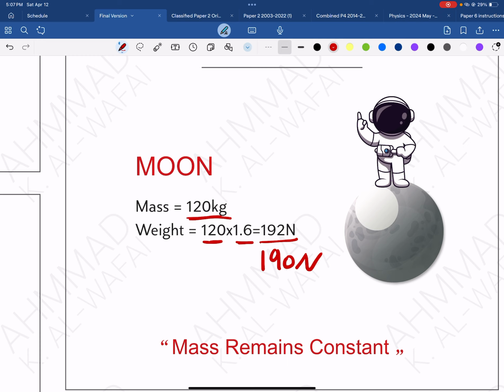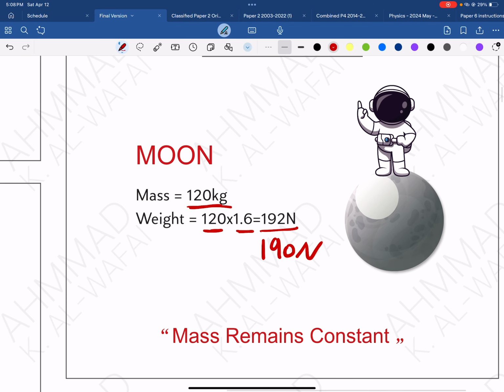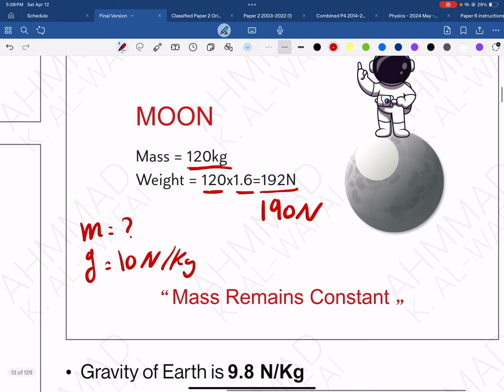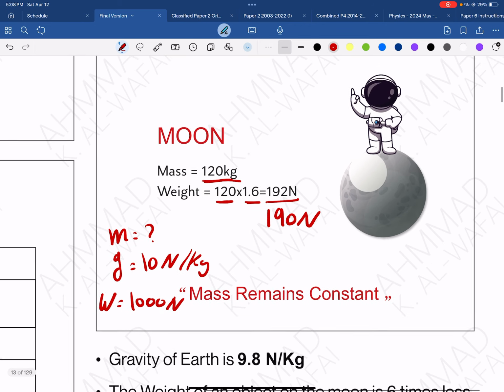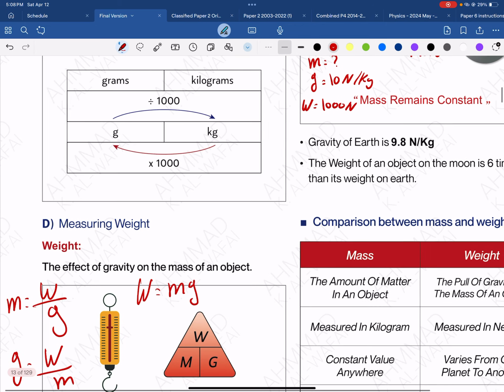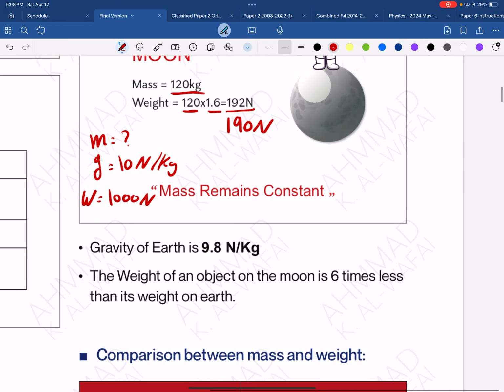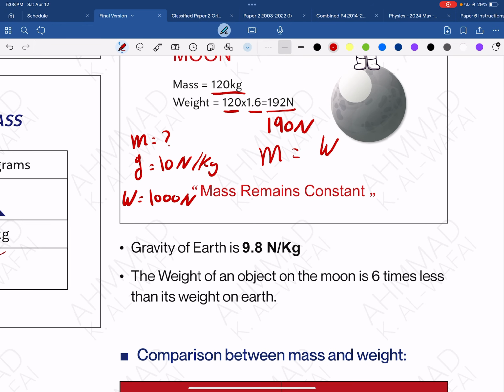Okay, it could also be given in a different way. Let's look at this. If the mass is unknown, I don't know the mass, and I'm giving you that the gravity was, for example, 10 newton per kilogram, and you've got something with a weight of 1,000 newtons, and I'm asking you what is the mass. As we said, mass is equal to weight divided by gravity. So mass is equal to W divided by G. The weight was 1,000 and the gravity was 10, so the mass is 100 kg. And same for the gravity.